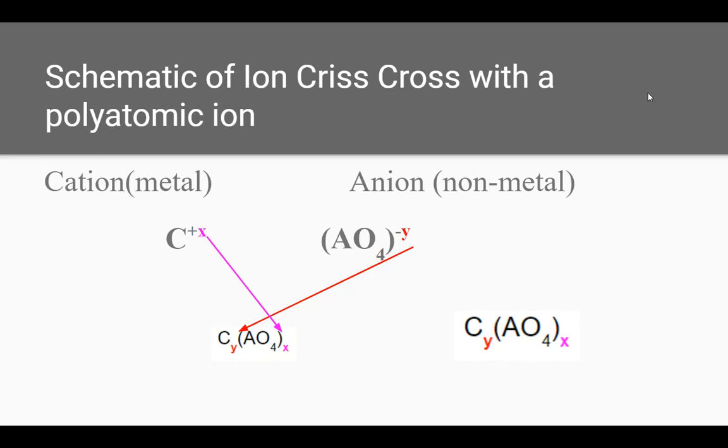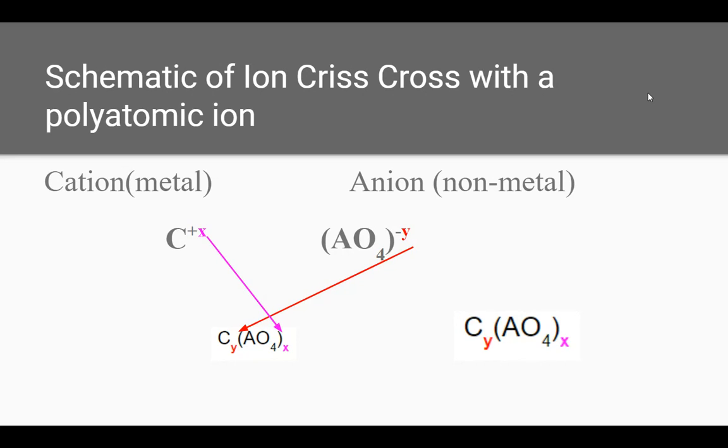Now, this is an example of a schematic of an ion crisscross using a polyatomic ion. Okay, in this particular example, my cation is monoatomic, or made up of a single metal with a positive X charge, but my anion is polyatomic. I know it's polyatomic because it has multiple elements enclosed in parentheses. The charge of my anion is AO4 to the -Y power. If I do the ion crisscross, the subscript on the cation will be the charge number of the anion, and the subscript on the anion will be the charge number on the cation.